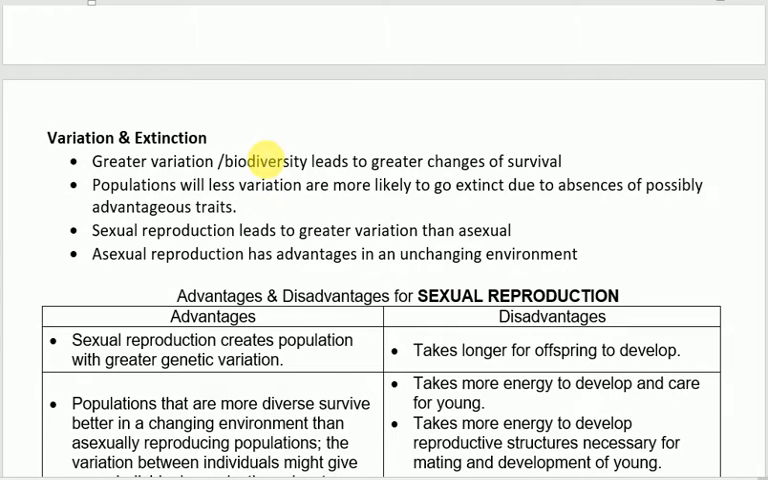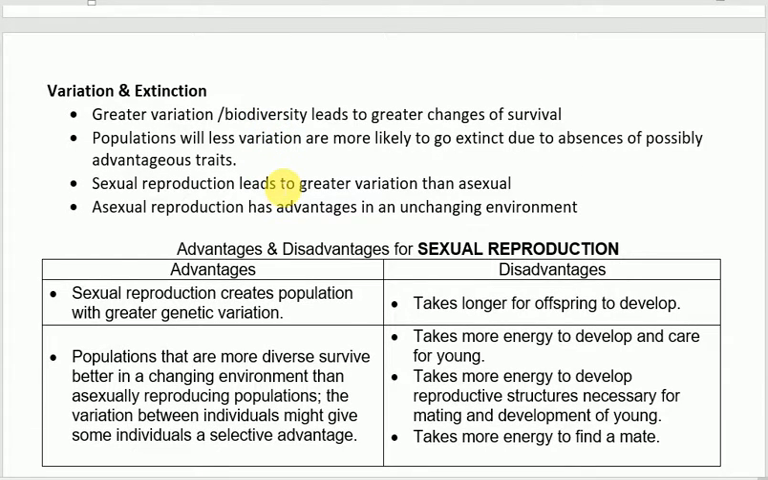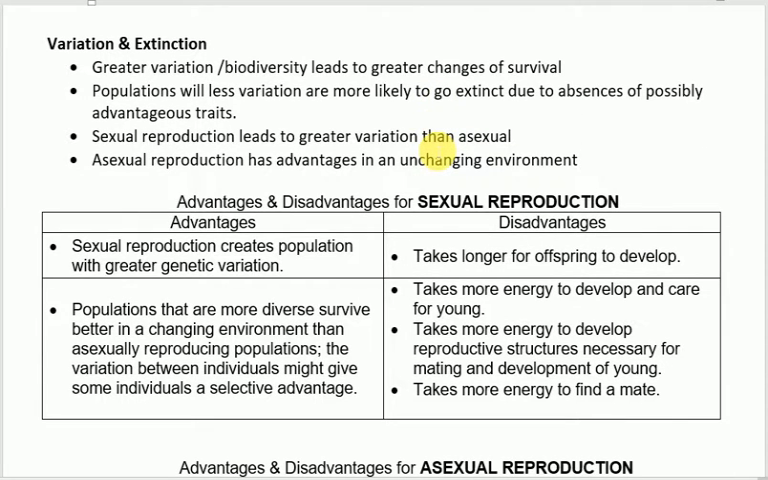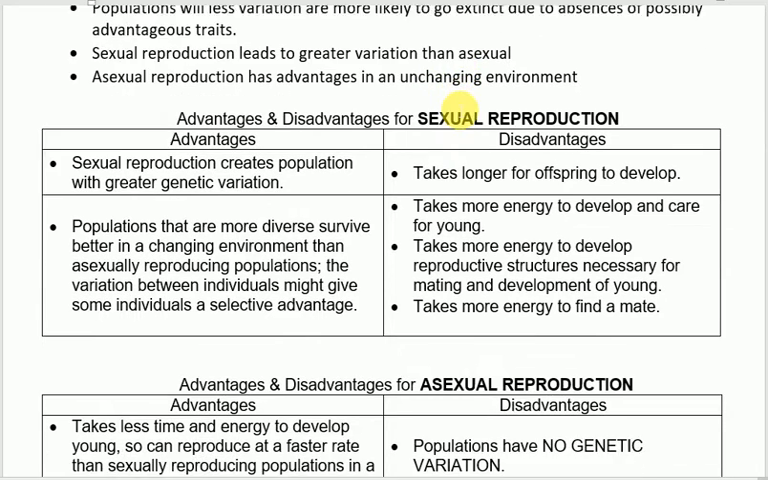So let's talk about variation and extinction. The greater variation or biodiversity is going to lead to greater chances of survival. Populations that have less variation are going to be more likely to go extinct due to the absence of possible advantageous traits. Sexual reproduction, for instance, is going to lead to that greater variation compared to asexual. And asexual does have its advantages in an unchanging environment as well.